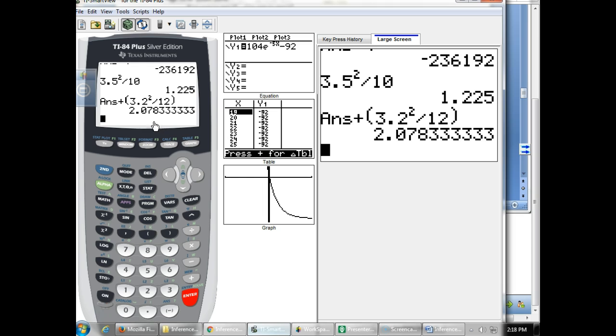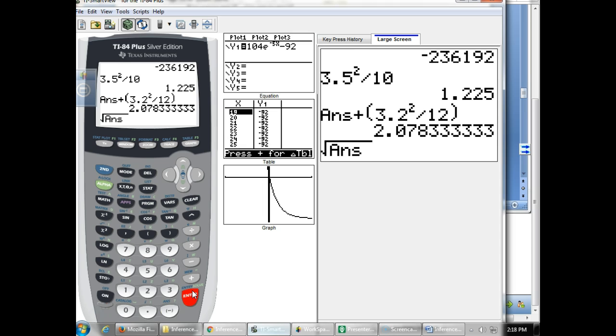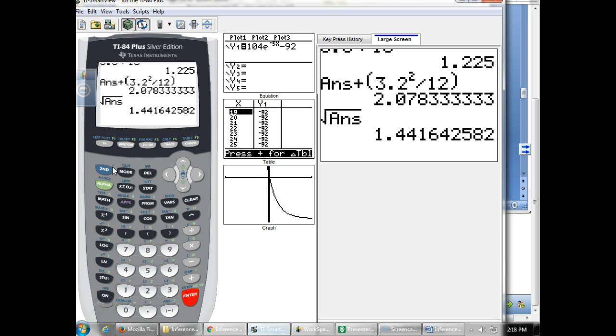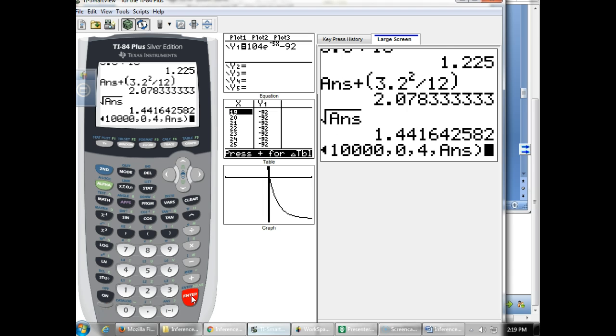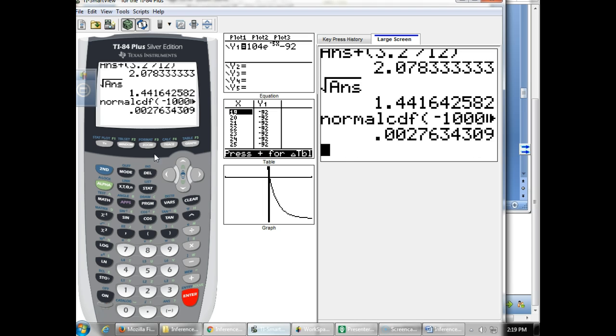and I get 2.0783, but that's the combined variance, so then I have to square root it to find the standard deviation for the combined distributions, and I get 1.4416. So now I'm going to go into normal CDF, and I'm going to do negative infinity up to 0. My mean was 4, and my standard deviation was the last thing that I found, so I'm just going to recall that 1.44-ish, and I get 0.00276. So I think that that's really the appropriate way to do that problem.